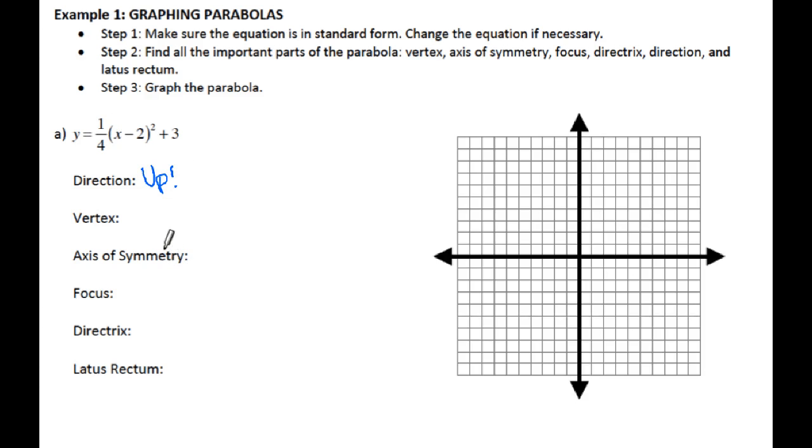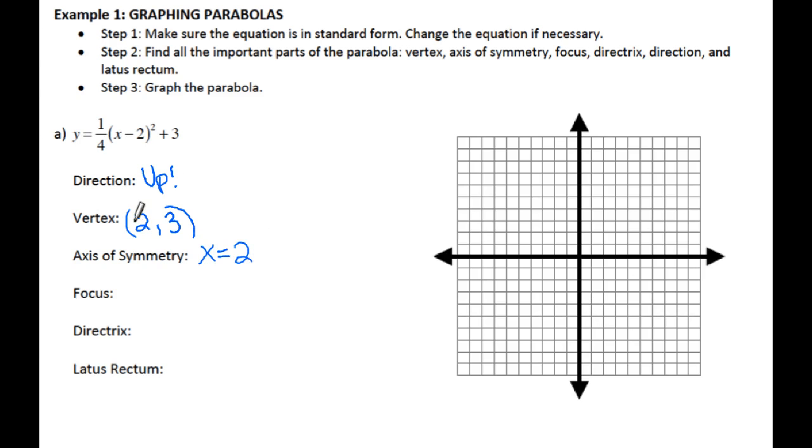Your vertex is (h, k). So your x-coordinate, since your x is inside the parenthesis, is going to come with the number inside the parenthesis. But of course, when we're dealing with this parenthesis and you take the number out, you always need to do the opposite. And then since your y is on the outside, your y-coordinate is going to come from the number on the outside. So my vertex is at (2, 3). For the axis of symmetry, the variable matches what's in the parenthesis. So it's going to be x equals my x-coordinate of the vertex, which is 2.